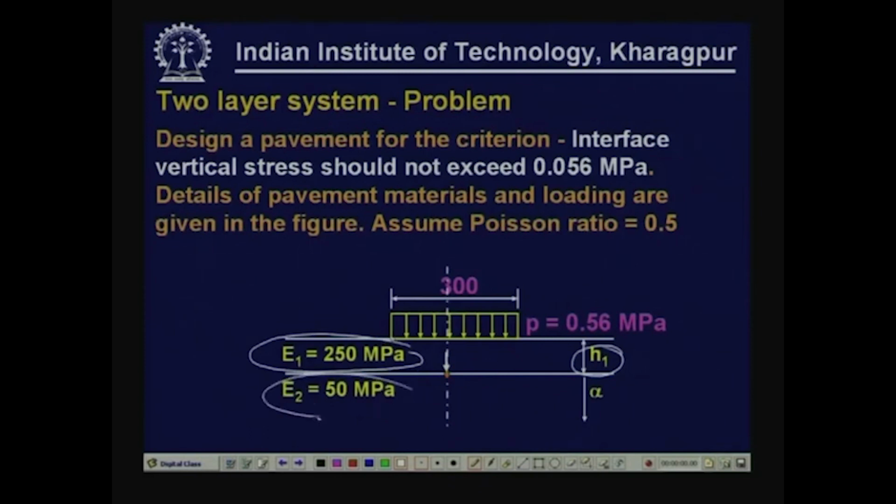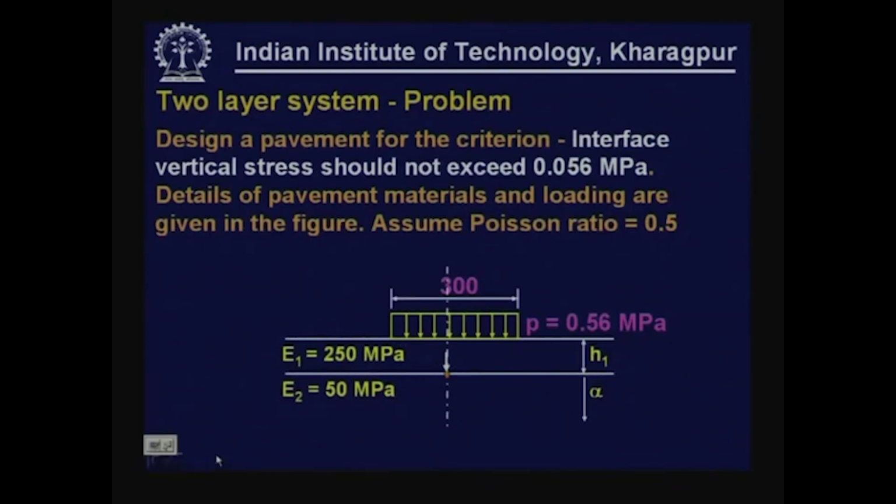E2 is also known, that is 50 MPa, and this is the vertical stress that at this location we are going to be concerned about, and radius of load contact area is given, contact pressure is given, all the inputs are available. We only have to find out what is the thickness that we have to place here. It is also given that Poisson ratio can be assumed to be 0.5 to simplify the calculations.